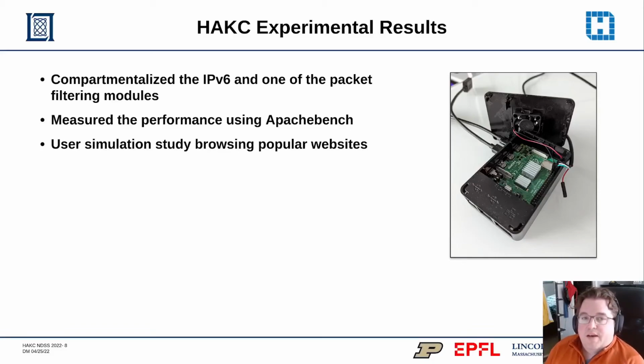To evaluate HAKCs, we wanted to measure the overhead induced by compartmentalization and whether users would notice when they are using a compartmentalized system. To that end, we compartmentalized the Linux IPv6 kernel module in one of the Linux packet filtering implementations. We measured the overhead induced when transferring various sized files using Apachebench when the IPv6 module was running alone, and with the packet filtering module running alongside.